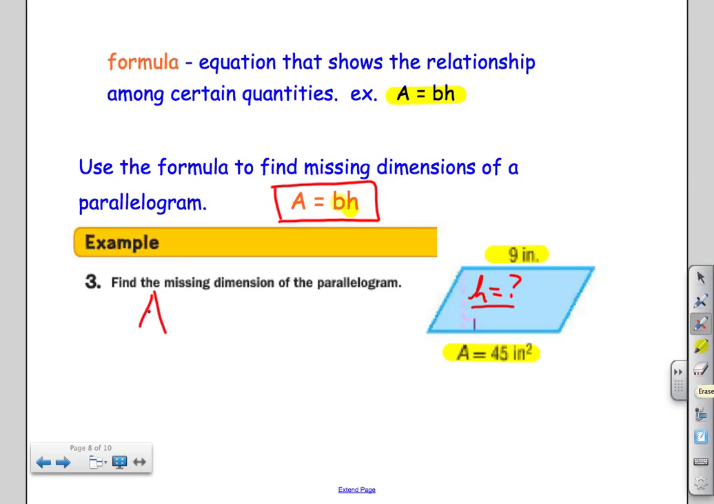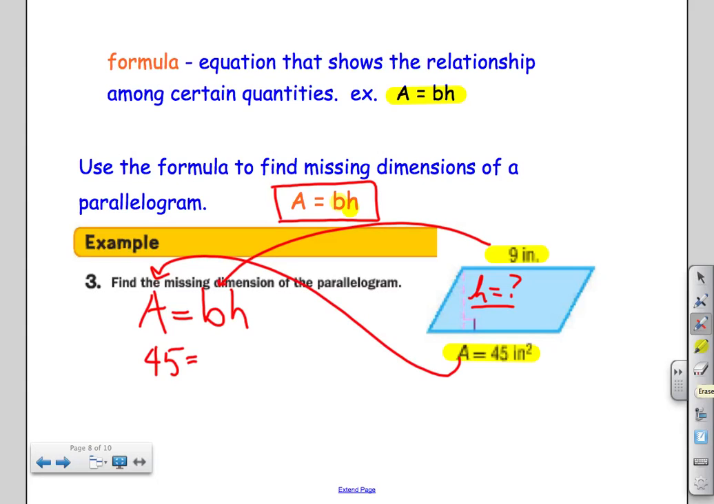So here is my formula. A equals base times the height. I know the area, and I'm going to plug it in. So 45 equals the base. What's the base? It's 9 times the height. That's what we don't know. That's our variable. So we have used our formula, and we have an equation that says 45 equals 9h. How do I solve for h, guys?